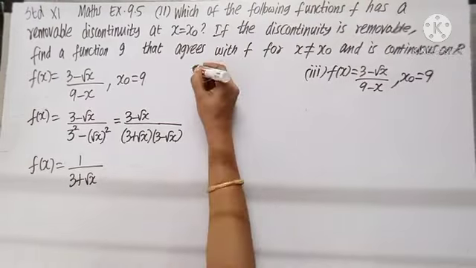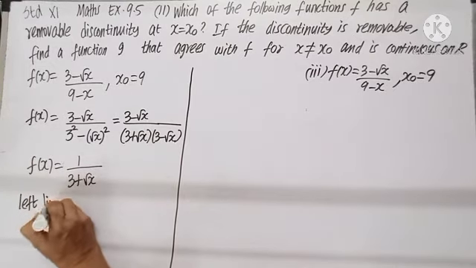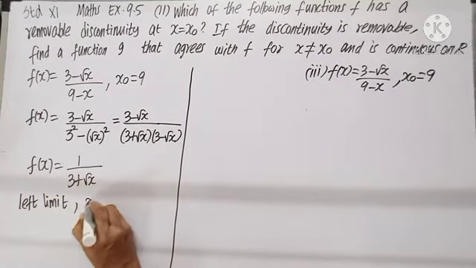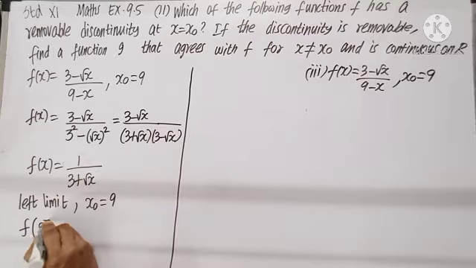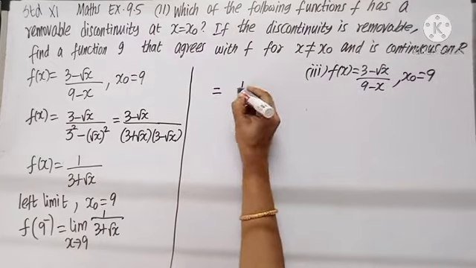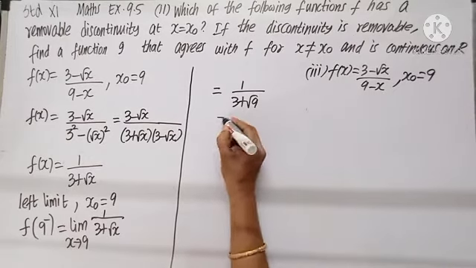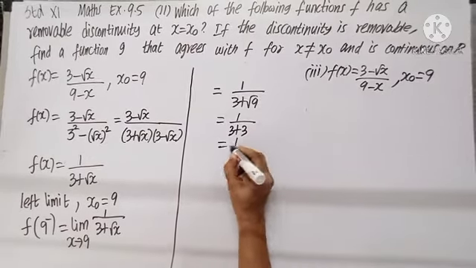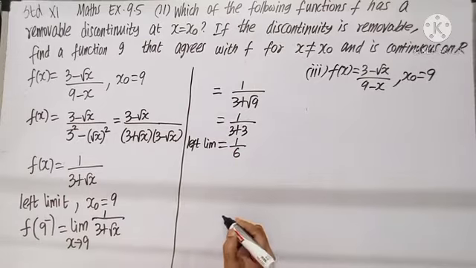Now, let us find out the left limit and right limit. What is left limit? We need to put x naught equal to 9. So we say f of 9 minus, that is limit x tends to 9, 1 by 3 plus root of x. As I substitute 1 by 3 plus root of 9, we get root 9 is 3. So 1 by 3 plus 3, that is 1 by 6. So we get left limit equal to 1 by 6.